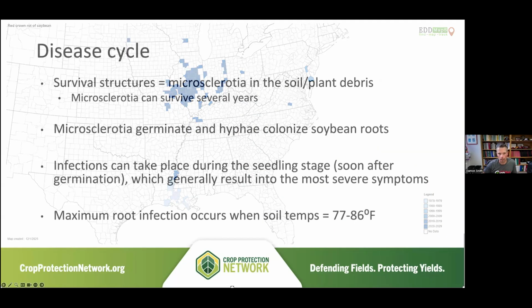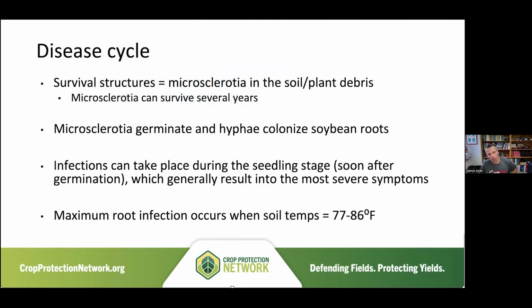It survives as microsclerotia, these little tiny sclerotia, which are similar to the sclerotia that you see for white mold, but they're very tiny, usually embedded in soil or embedded in debris, and that debris then gets moved around on equipment or gets blown around via the wind.